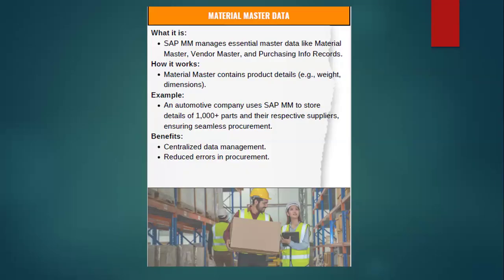How does it work? Material master contains the product details. The product details means the weight, dimensions, price. As you are using MM03, when you execute MM03, then in the basic data 1 view, you will first see the description of the product, the weight of the product, gross weight and net weight of the product, the material group, right? So that is the material master data.